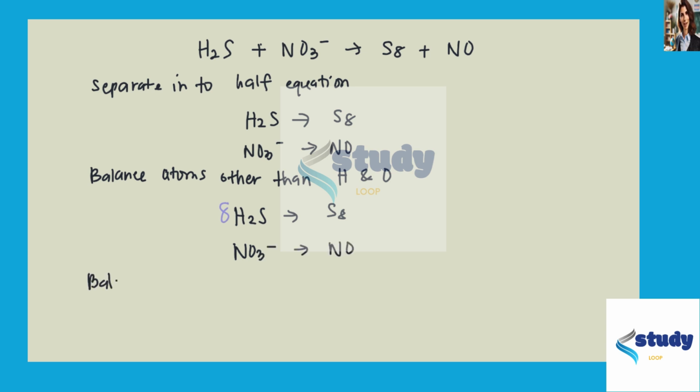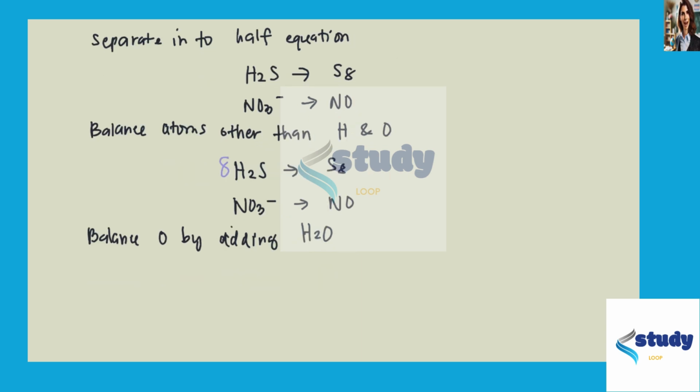Next, we're going to balance the number of oxygen by adding water on the side that needs an increase in the number of oxygen. For the first equation, we don't see any oxygen on either side, so we'll just copy it down. On the second equation, we find 3 oxygen on the left side and only 1 on the right side. So we need to increase the number of oxygen on the right side by adding 2 water.